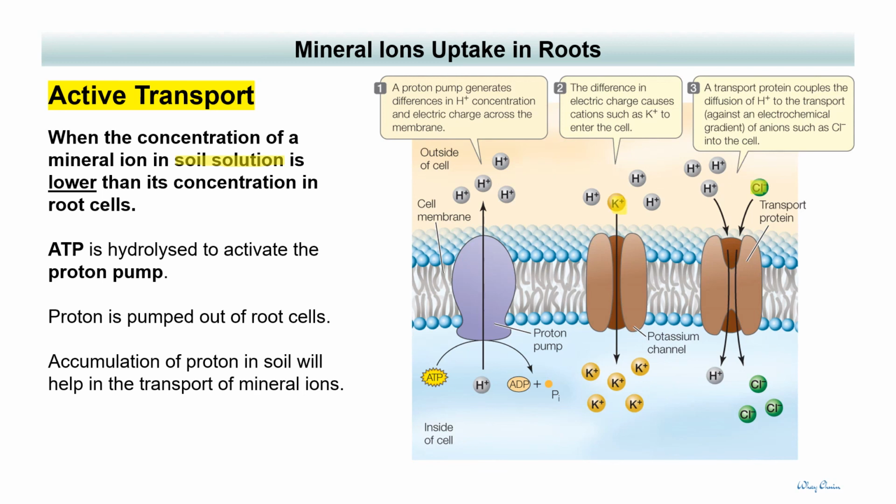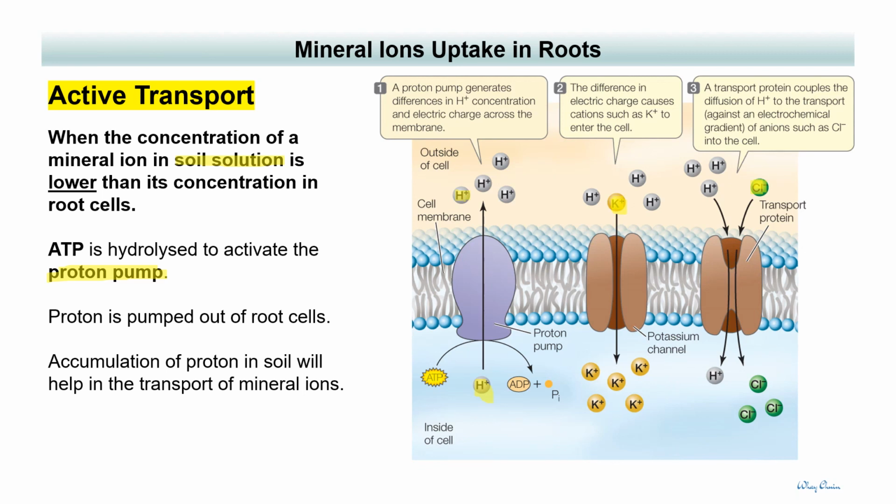But how the movement can occur is actually closely related with the activation of the proton pump. ATP energy is hydrolyzed to produce the energy for the proton pump to pump out the hydrogen ion from low concentration to high concentration at the soil solution.